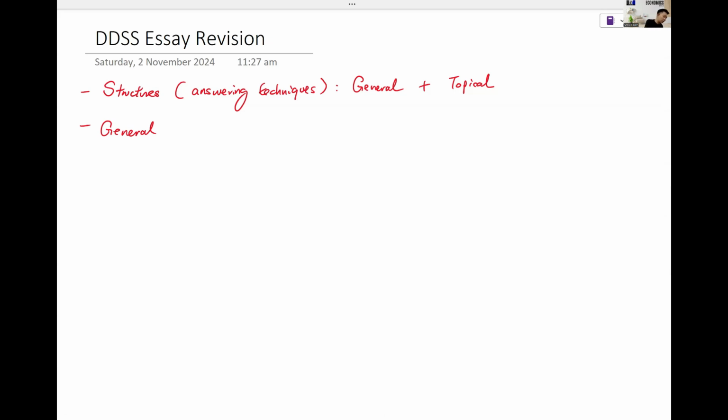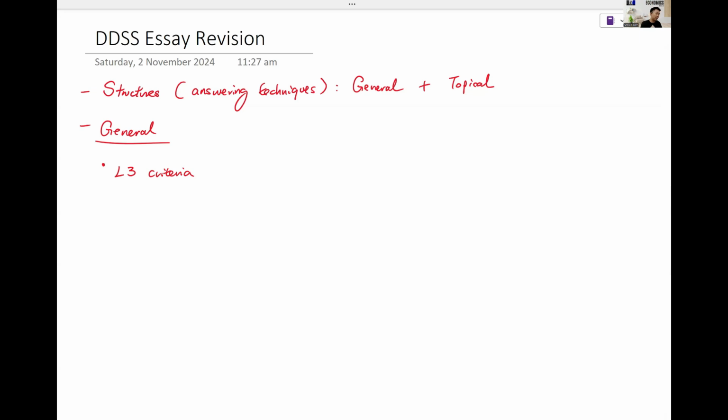General answering structures really refers to level 3 criteria. Okay, I'll focus more on essays first. Why? Because your higher order case studies are like mini essays. Okay, so level 3 criteria is something we ought to know.